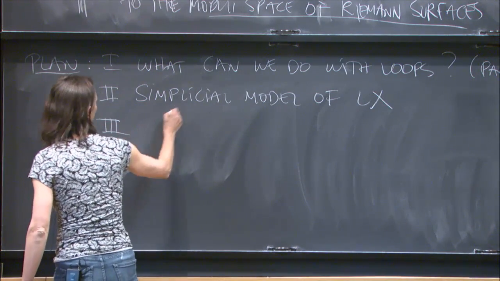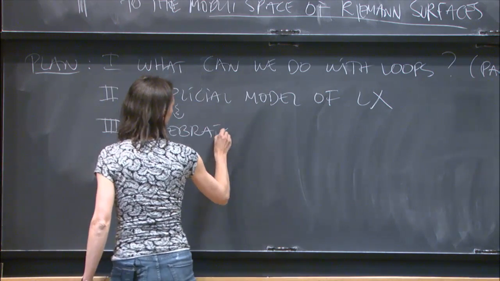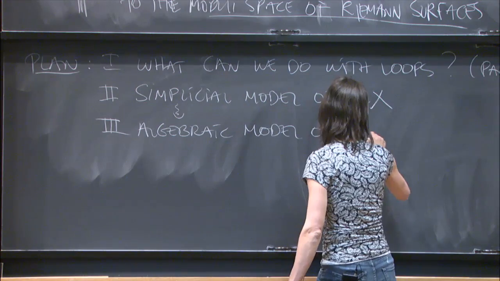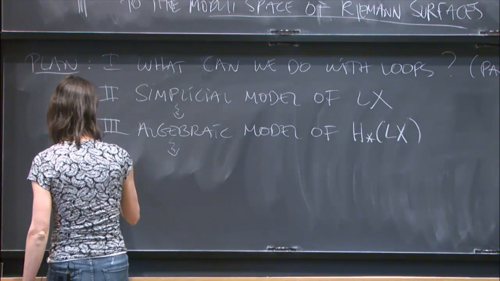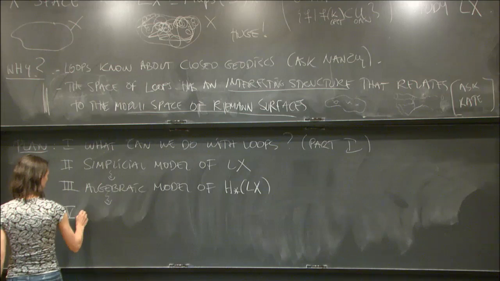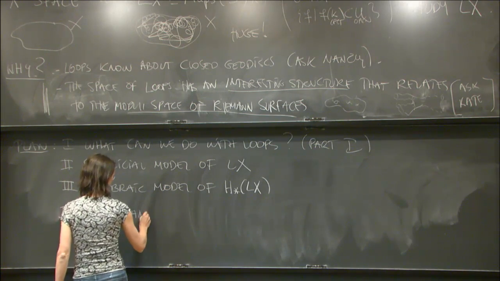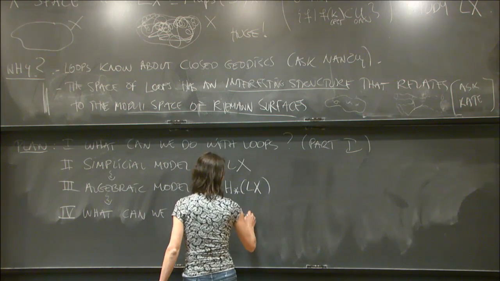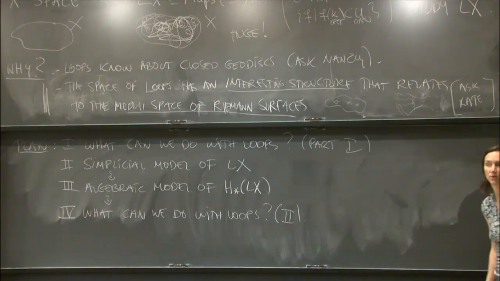From there, we'll get an algebraic model of the homology of the loop space. And then I'll use this to again go back and talk about what can we do with loops, part two, right? Okay, so that's the plan.